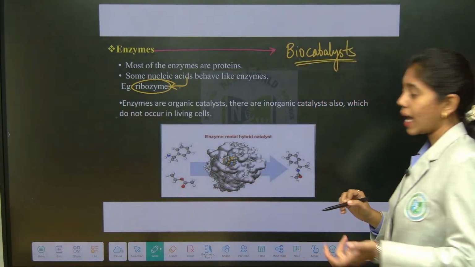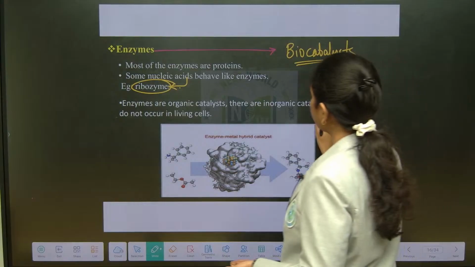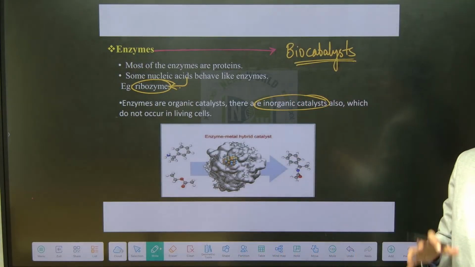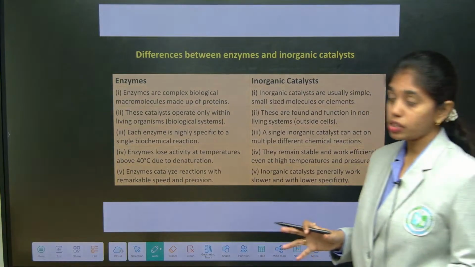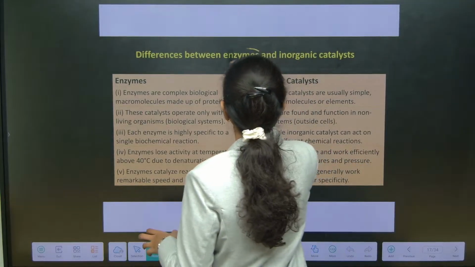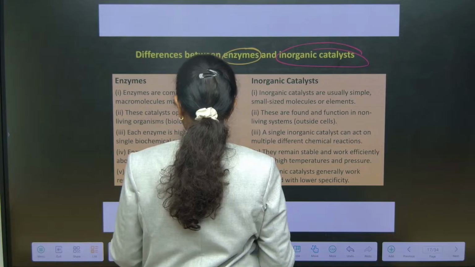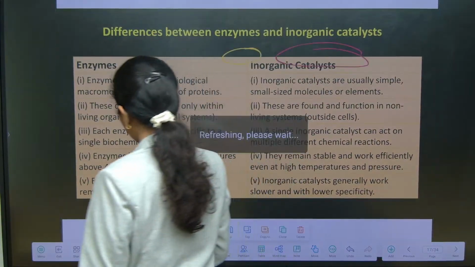Here if you see, enzymes are organic catalysts. There are inorganic catalysts also, but they do not occur inside living cells. Fine, right? So, there are clear differences between enzymes and inorganic catalysts. What are the clear differences between enzymes and inorganic catalysts? Just go through.